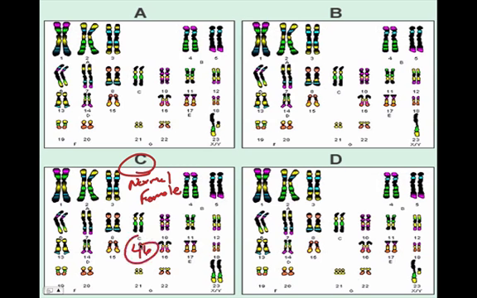Okay. Which one up here is the normal man? Normal is a relative term. I hope you said the normal man, or the normal male, was A, and I can tell that because it has one long and one short, which is X and Y, and it has 46 chromosomes. So that leaves B and D. Which one of these has 47 chromosomes?